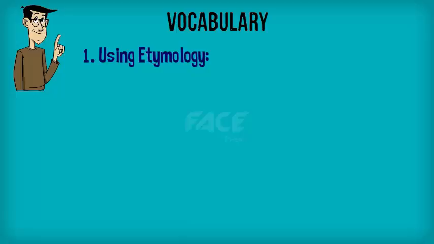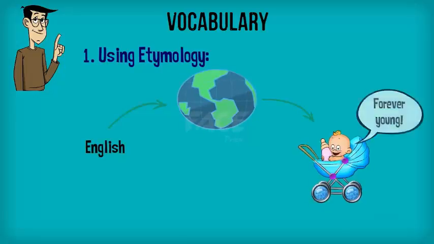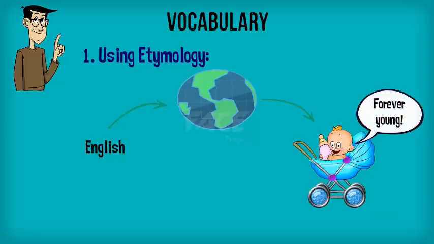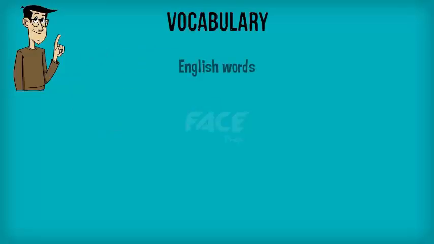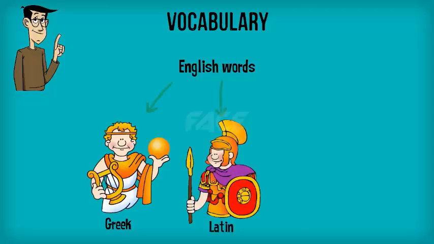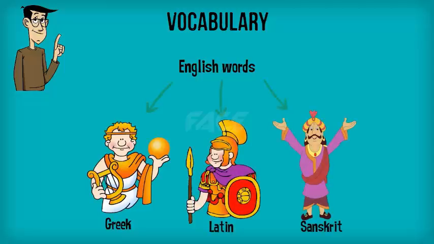Using etymology. Although English is considered to be a universal language, it is relatively new. About 1500 years ago, English was not in existence. Therefore, most words in the English language developed by borrowing words from Greek, Latin, Sanskrit, and other older languages.